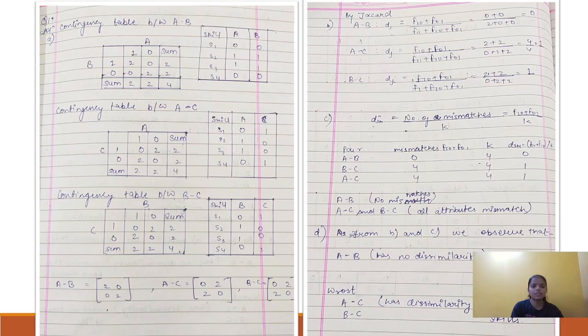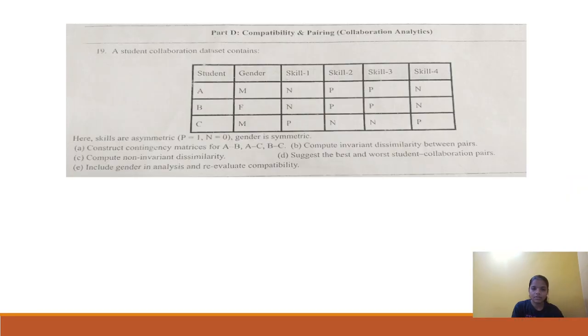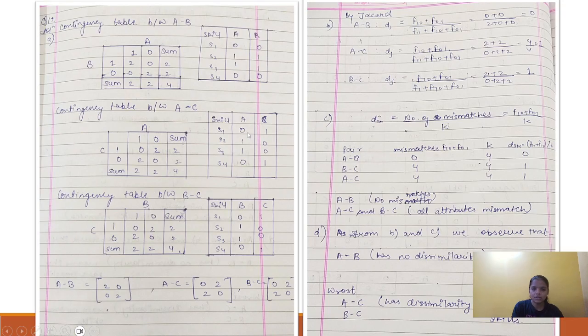Now creating the contingency table between A and C. Similarly, we will first create this table with the help of the given data set. Now, we already know skill 1, 2, 3, 4 and we have to create the table between A and C. So from the given data set, we will substitute points between A and C. Skill 1 for A is N and skill 1 for C is P. N represents 0 and P represents 1. So we place here 0 and 1. The remaining skill 2, skill 3 and skill 4, similarly we will use the same method to fill this table.